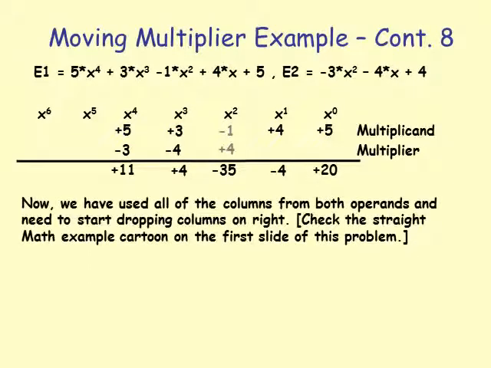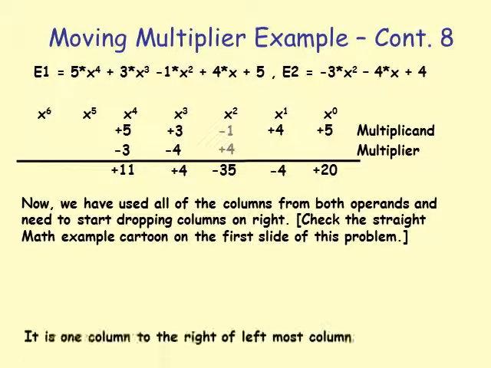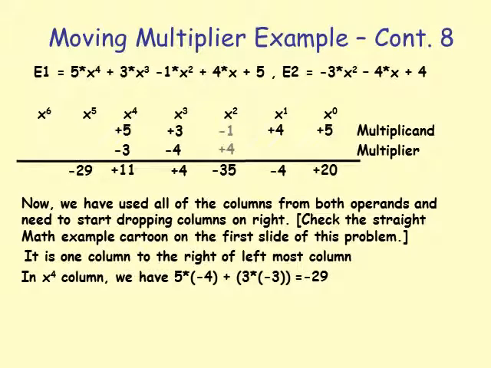Okay, let's continue here. We have used all the columns on the right from both operands and need to start dropping columns on the right. You can compare the examples in the cartoon we did for the straight math method. So it is 5 times minus 4 plus 3 times minus 3, minus 20 and minus 9, so minus 29 is the coefficient of the x to the 5th power term. Okay, and that's minus 29.